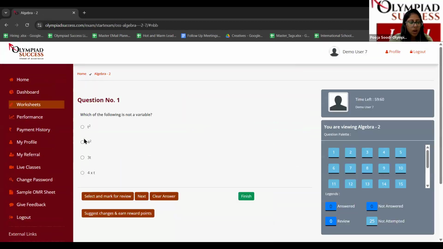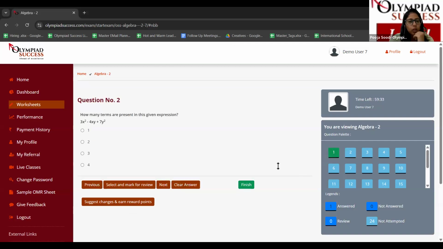Let's see how many of you know the correct answer. We have opened a worksheet of algebra. Which of the following is not a variable? Quickly type your answer in the chat box. The first lucky answer will get it filled. Hurry up. Oh, we got a lucky one. Let's see if the answer is correct or not. Answer is A. Okay, moving on to the next.